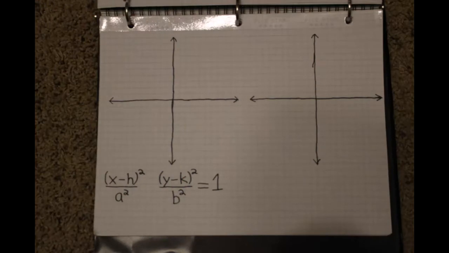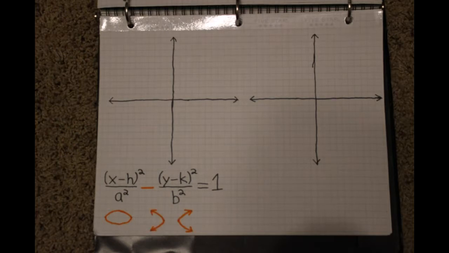Now you may be wondering, what happens if we take an ellipse equation and turn this plus sign in the middle into a negative sign? Well, I kid you not, the ellipse turns inside out. This is what you call a hyperbola.